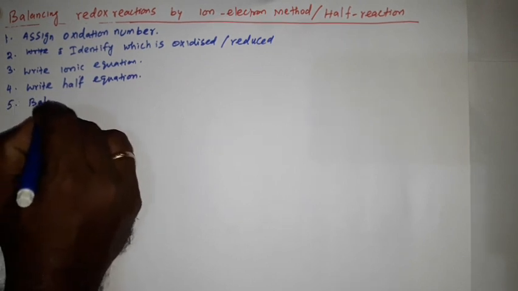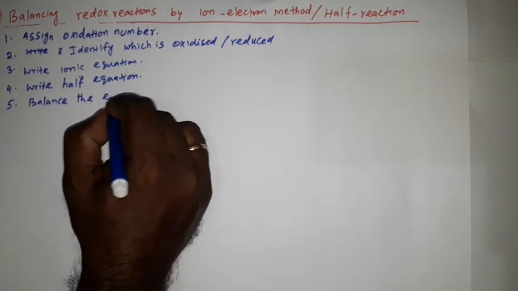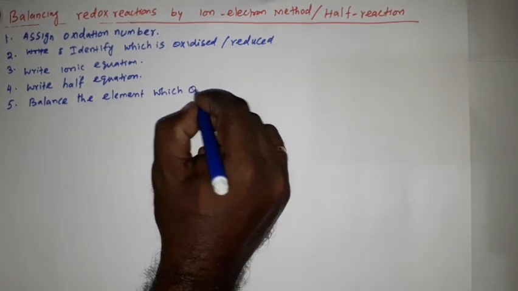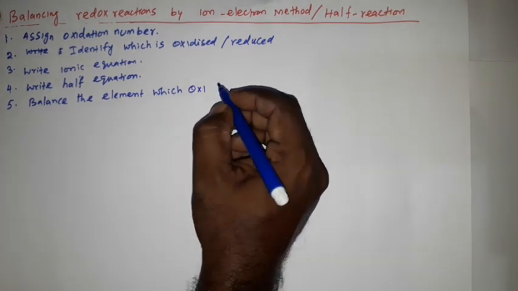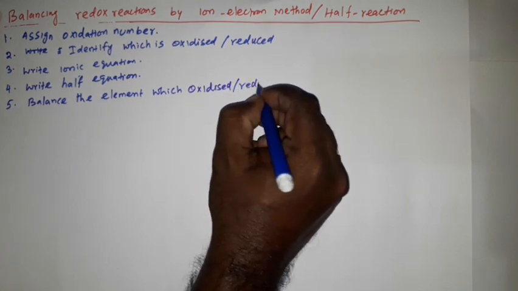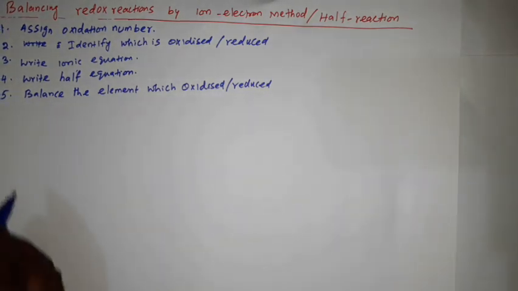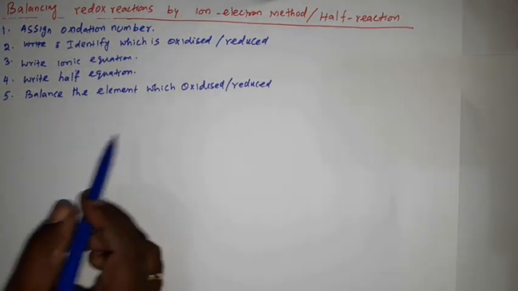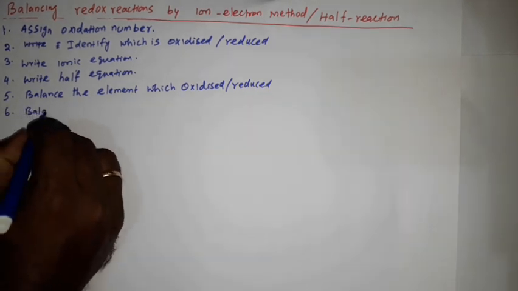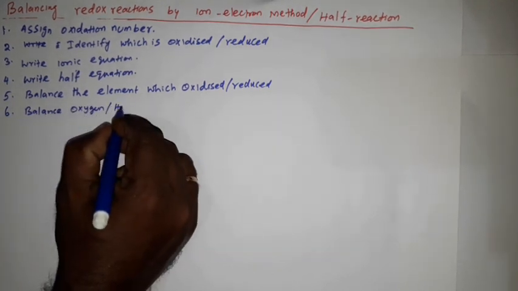Then step 5, balance the element which is oxidized and reduced. Step 6, balance oxygen and hydrogen.